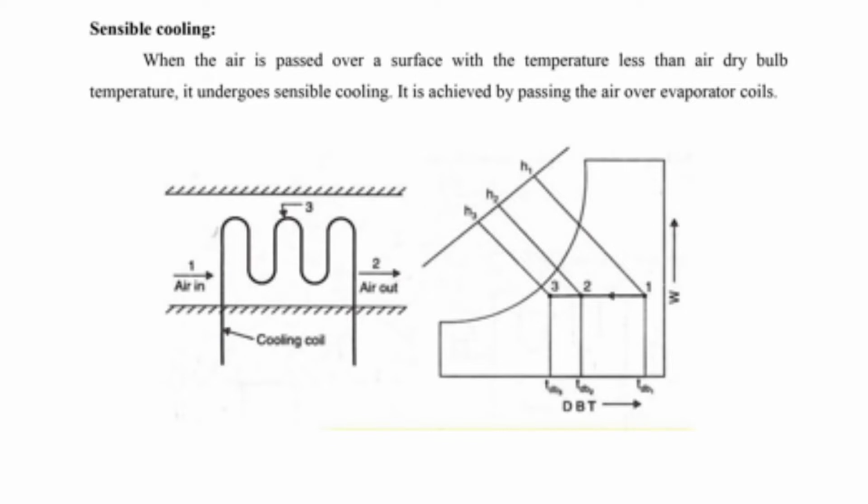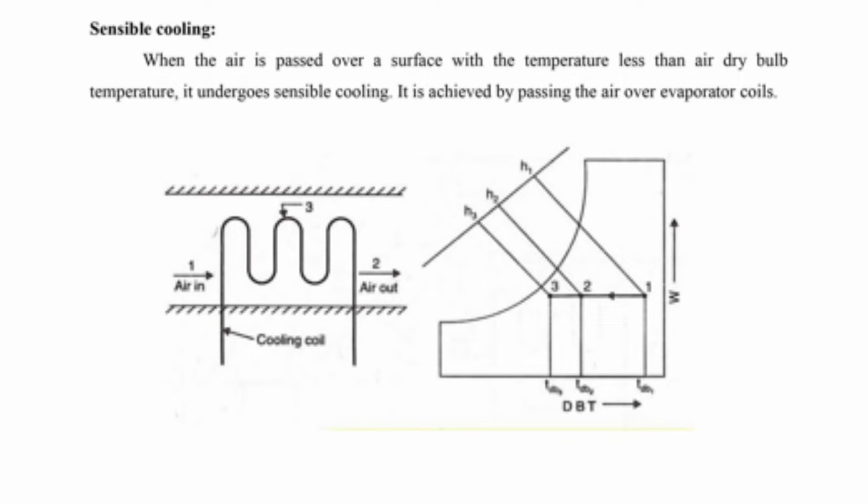When the air is passed over a surface with a temperature less than the air dry bulb temperature, it undergoes sensible cooling. It is achieved by passing the air over evaporator coils. In the schematic diagram, air in and air out are shown. In between, the cooling coil is located inside the duct. While entering the air from the atmosphere, it will capture the cooling effect from the cooling coil.